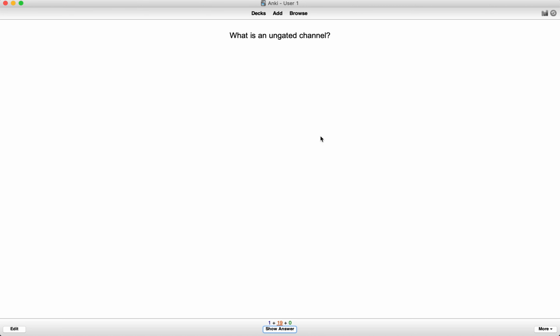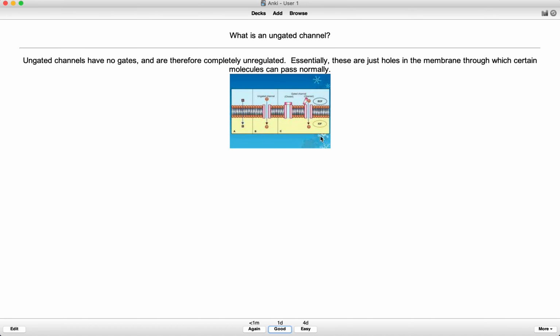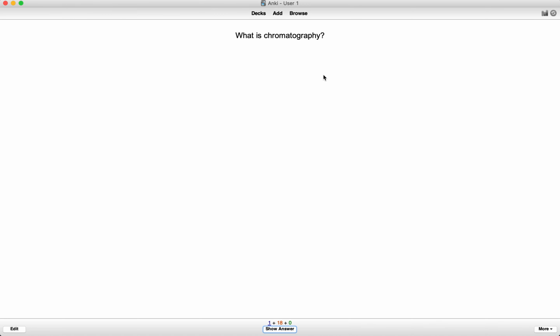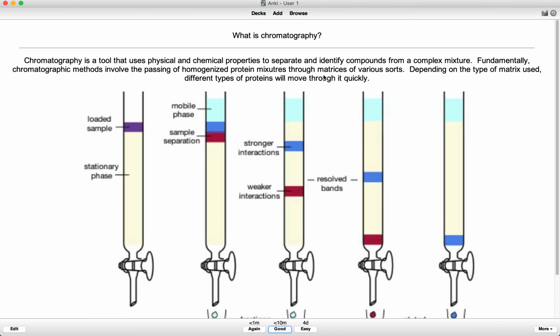Ungated channels are simply channels that are open in the membrane, which allows free flow of large charged polar molecules. Chromatography is the separation of molecules based on their affinity for the stationary phase and mobile phase.